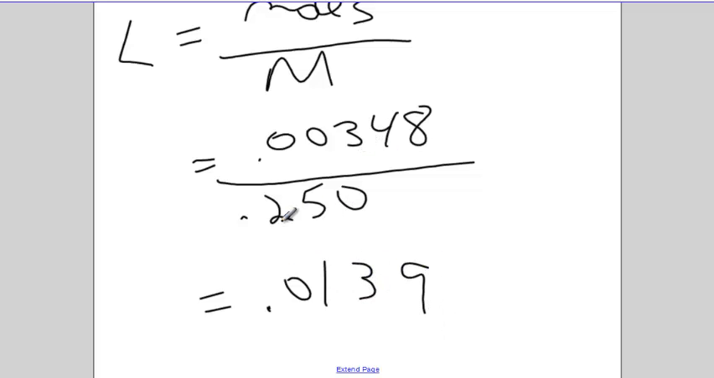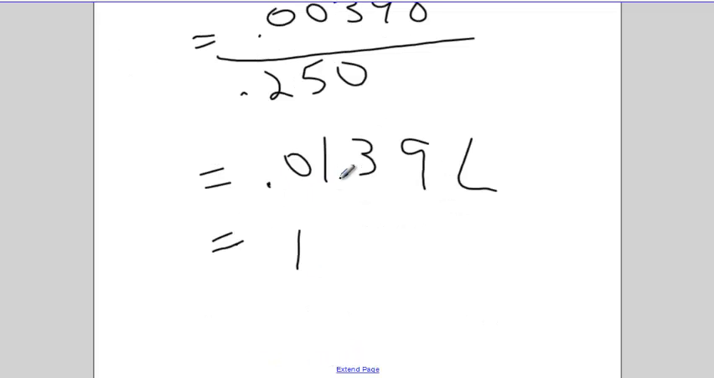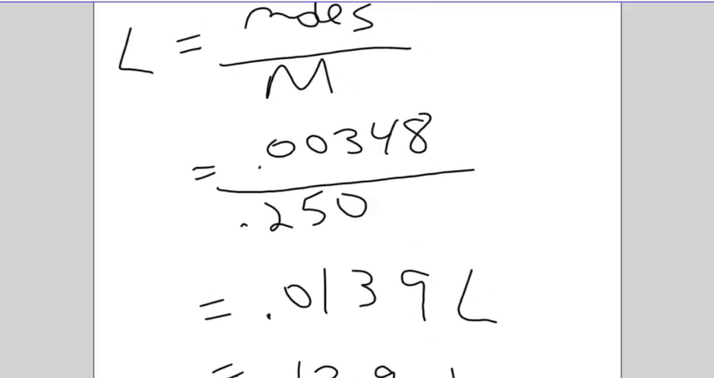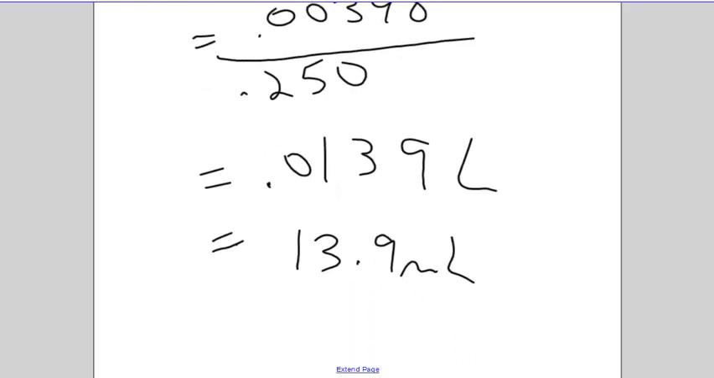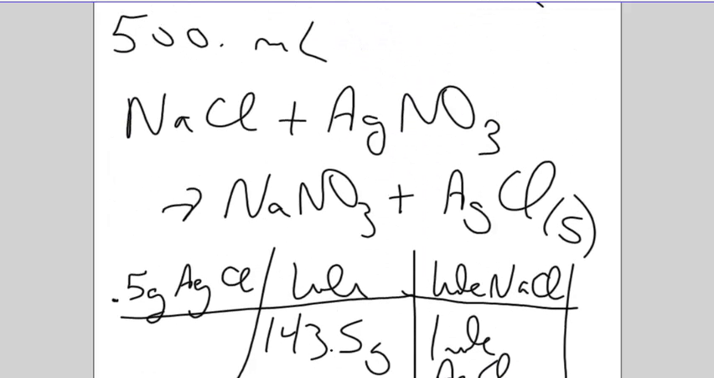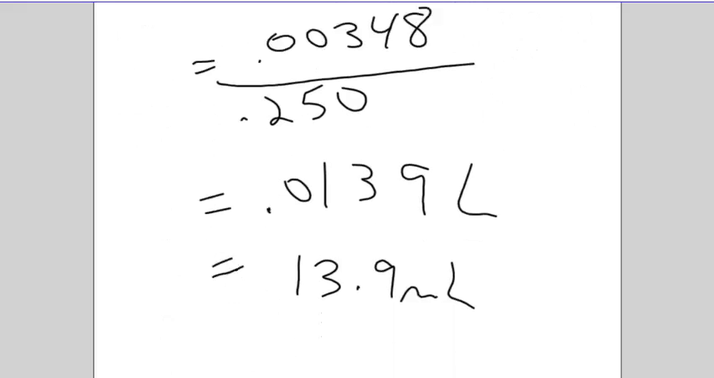There's only 3 and 3. 0.0139 liters, which is 13.9 milliliters. So I know that I should add 13.9 milliliters, or at least 13.9 milliliters, depending on what's the limiting reagent here. But assuming this is a limiting reagent, I need to add 13.9 milliliters of my solution with, however, my excess AgNO3 to get 0.5 grams of AgCl. So that's how I do stoichiometry mixed with molarity.